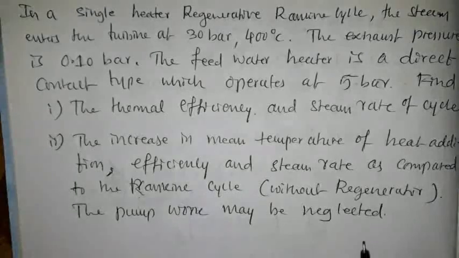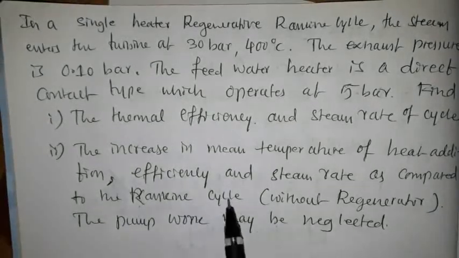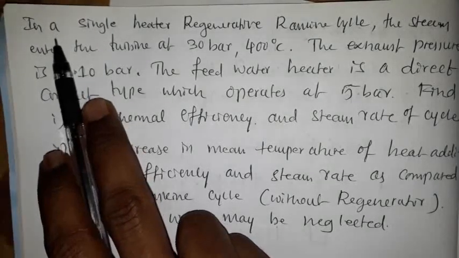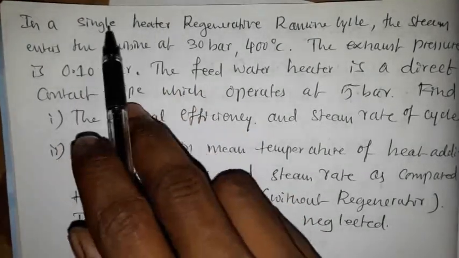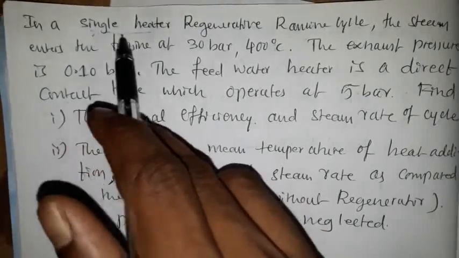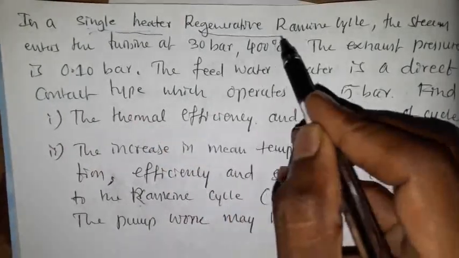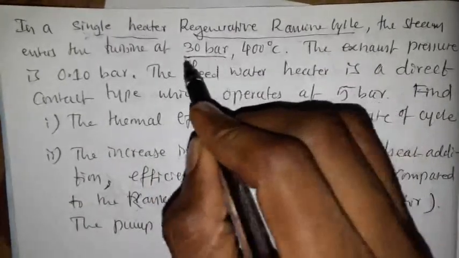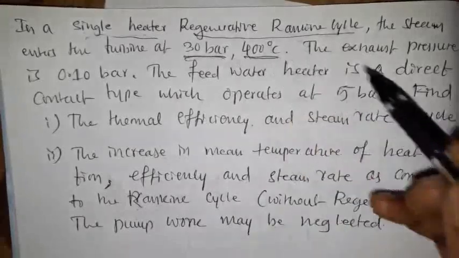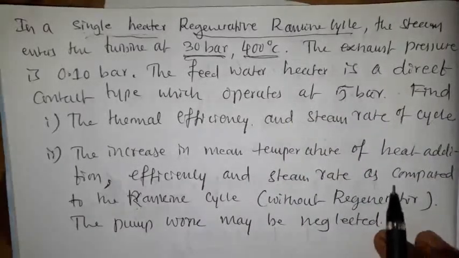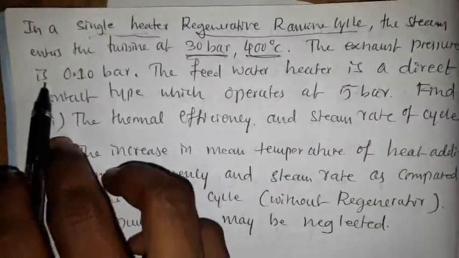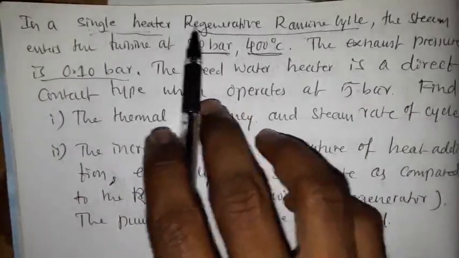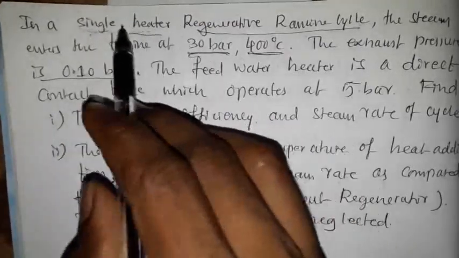Let's discuss one more problem on the regenerative Rankine cycle. Let's understand the problem statement first. In a regenerative Rankine cycle with a single heater, means only one heater is there, the steam enters the turbine at 30 bar pressure and 400 degrees Celsius temperature. The exhaust pressure is 0.10 bar.